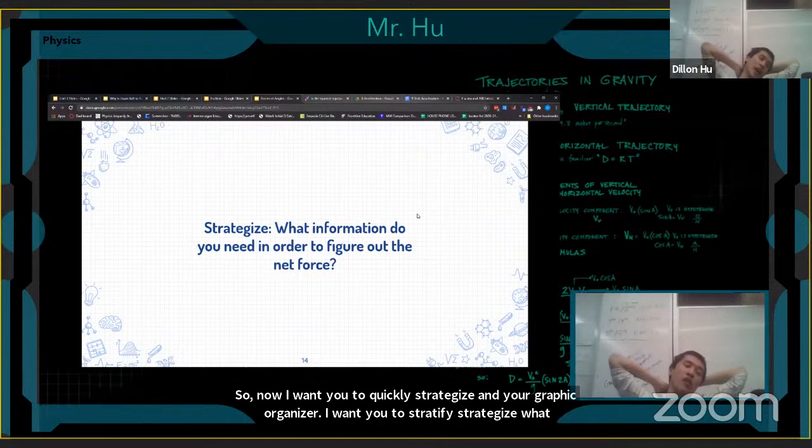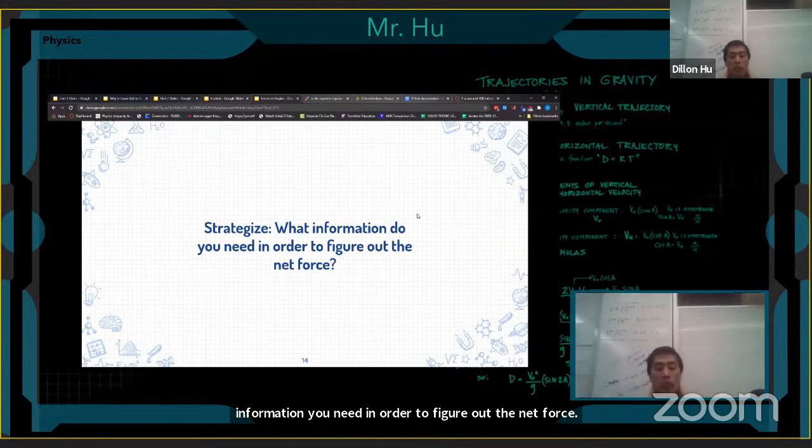We're not going to solve for it yet. We're just going to strategize. What do we need to figure out? What forces do we need to figure out? How do we figure them out?